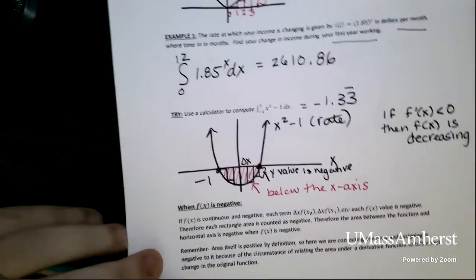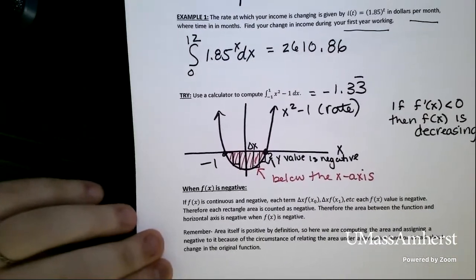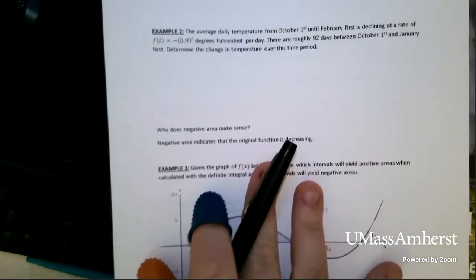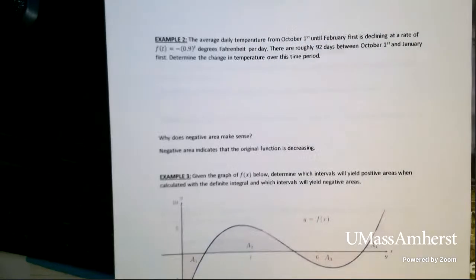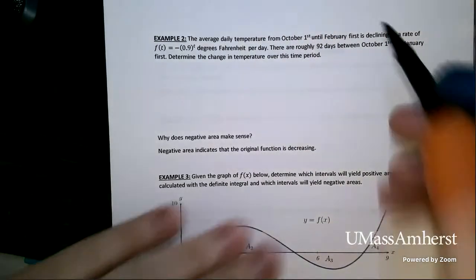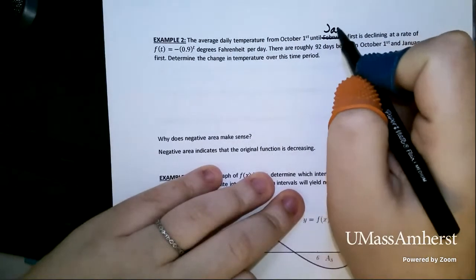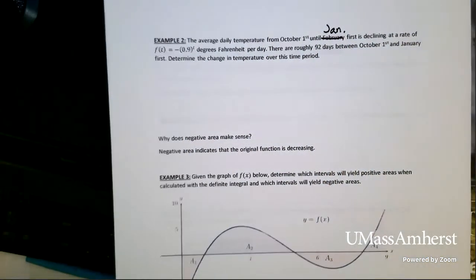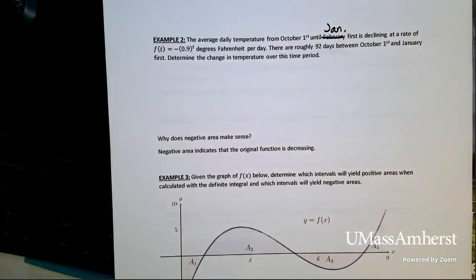Okay, so let's look at an example where we're going to look at a function that is going to give us a negative area and what that might mean in some sort of context. So, sorry, this should say January. So the average daily temperature from October 1st until January 1st is declining at a rate of negative 0.9 to the t degrees Fahrenheit per day. There are roughly 92 days between October 1st and January 1st. Determine the change in temperature over this time period.